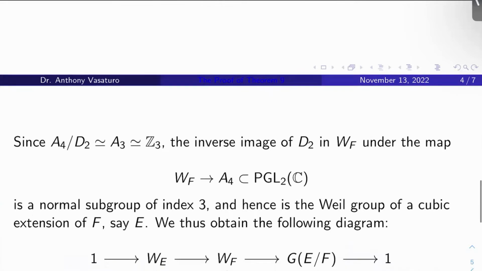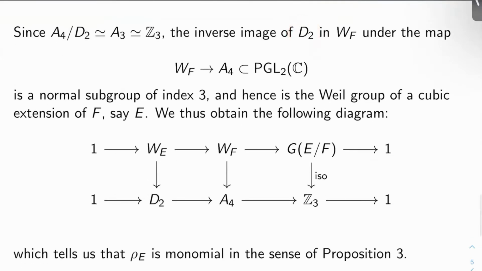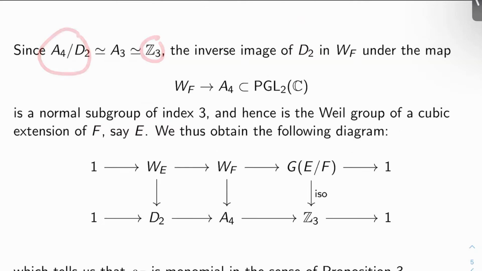Well, look, A4 mod D2 is A3, but A3 is just Z mod 3Z. So that tells us that the inverse image of D2 in the Weil group of F, under the map that is rho followed by the natural map from GL2 of C to PGL2 of C, which sends W sub F to A4, has to be a normal subgroup of index 3, because this quotient has size 3. Well, that means it's the Weil group of a cubic extension of F. We'll call that extension E.